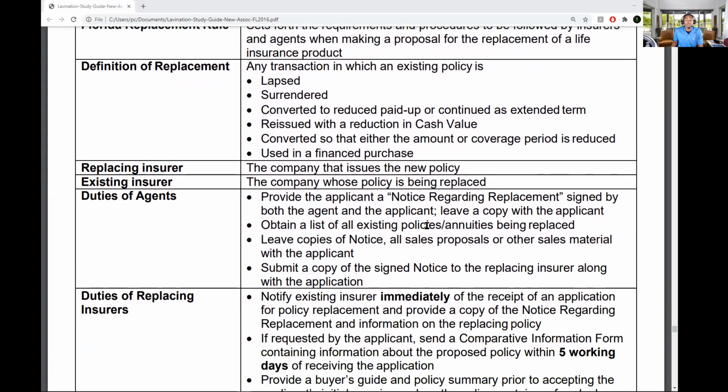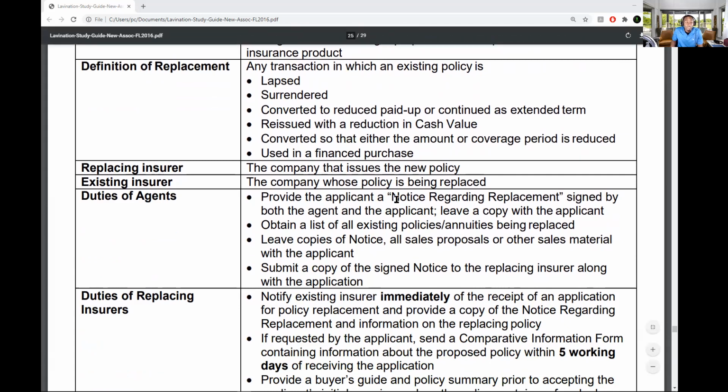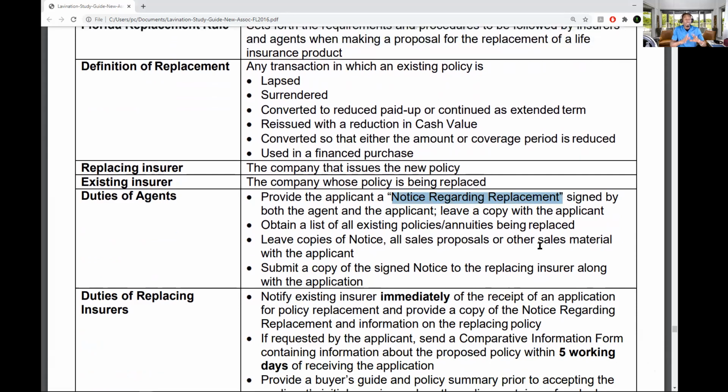Duty of agents. When you're going to replace somebody's policy, you need to make sure you provide the applicant a notice regarding replacement. Make sure you know that, teammates. If you are going to replace somebody's policy, you have to give them a notice, signed by both the agent and the applicant. Leave a copy with the applicant.